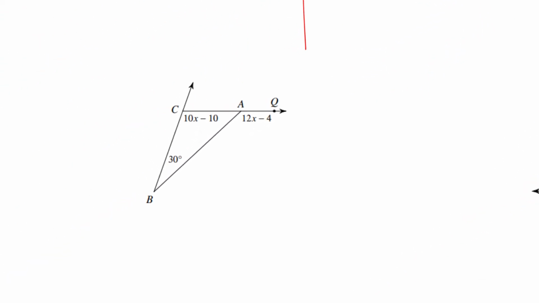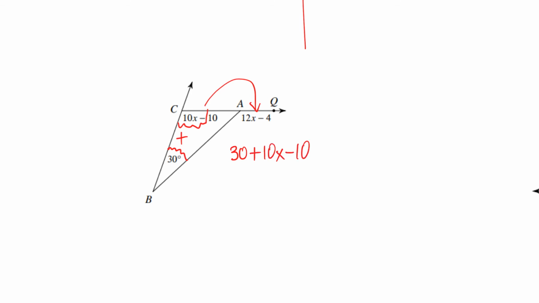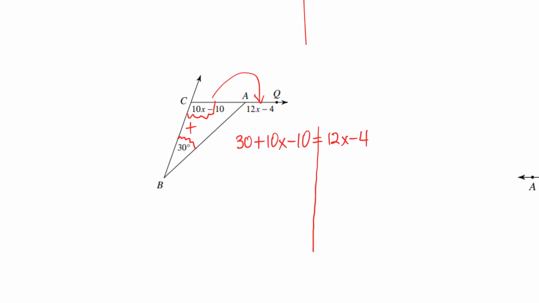All right, so we're going to use that same thing, all right? So this angle and this angle right here together add up to equal this angle out over here. So on this one, it's going to be 30 plus 10x minus 10 equals the one on the outside, which is 12x minus 4. Okay, so see what I did there? The 30 came from right here. That's this angle. Plus 10x minus 10, that's the measurement of this angle. So when I add those two angles up, it equals this angle that's on the outside right here.